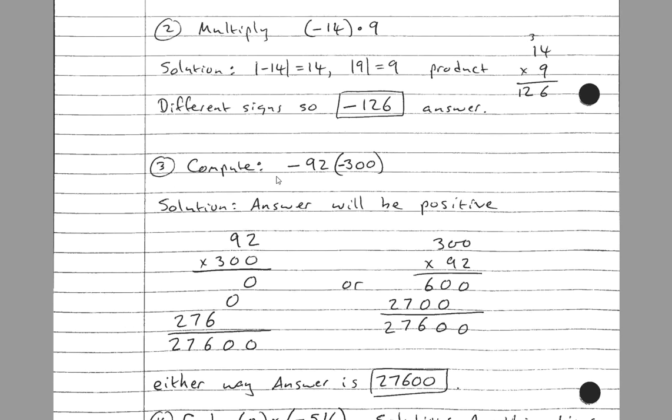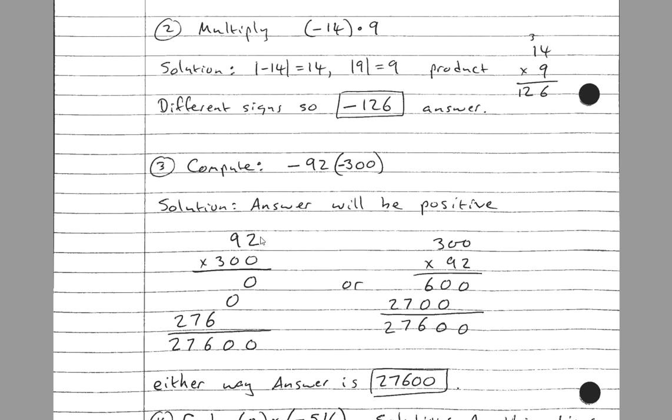Example 3, just some bigger numbers. So this is negative 92 times negative 300. Negative should be bigger, but we're multiplying here, we're not subtracting. Right away it's a negative times a negative, so the answer will be positive. These two numbers have the same sign. And then it's a little bit of work to actually do the multiplication.